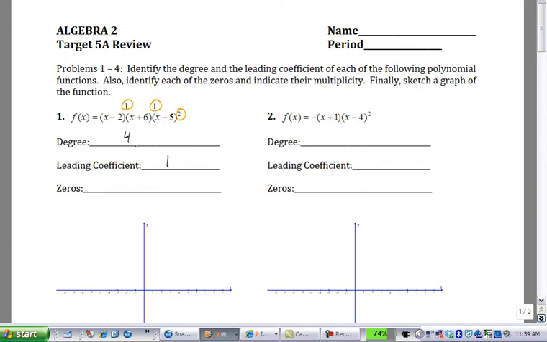The zeros, well, in factored form, the zeros are whatever makes each of your factors 0. So take the factor of x minus 2. If you're going to make x minus 2 0, then x is going to equal 2. So one of your zeros is 2, 0. The x plus 6 factor, it's going to take a negative 6 to make that 0. And then the x minus 5 factor, it's going to take a 5 to make that 0.